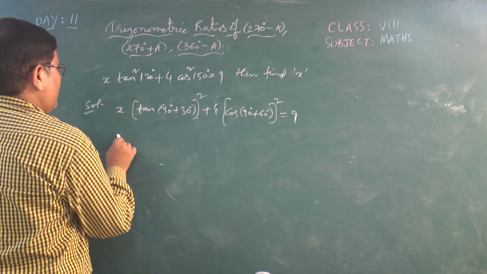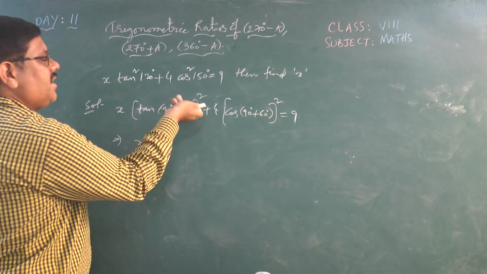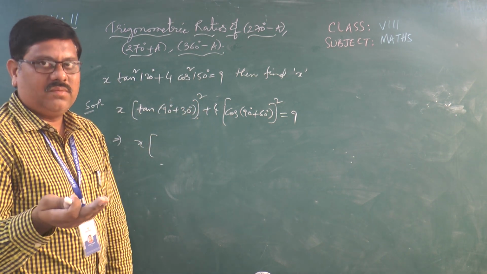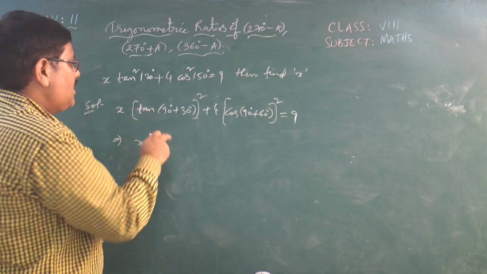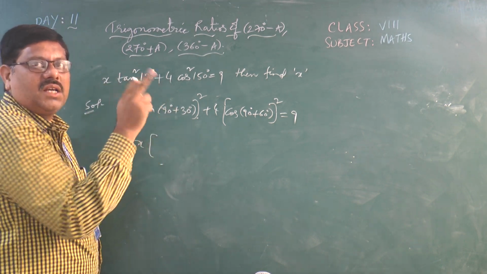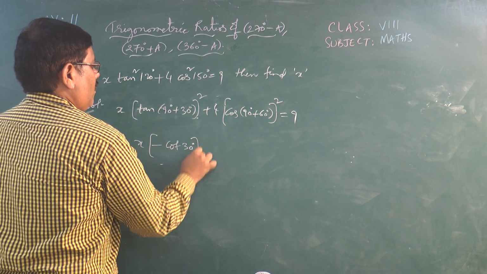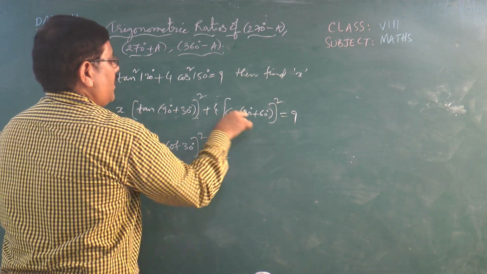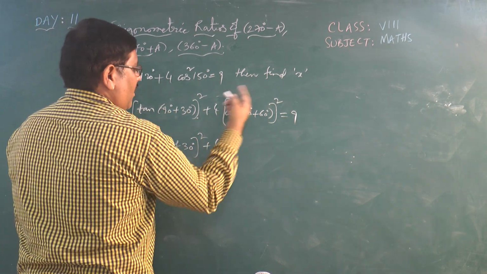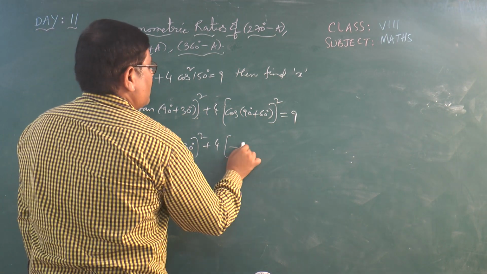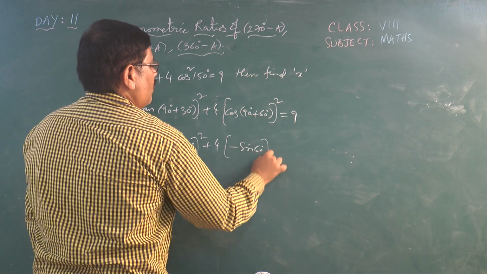That implies x times tan (90 degrees plus theta). With an odd multiple of 90, tan changes to cot. So cot 30. Is it plus or minus? As 90 plus theta is in the second quadrant, it is minus. So minus cot 30 degrees whole square, plus 4 into, here also the same thing, 90 means cos changes to sine, and cos in the second quadrant is negative, so minus sine of 60 degrees whole square, that is 9.